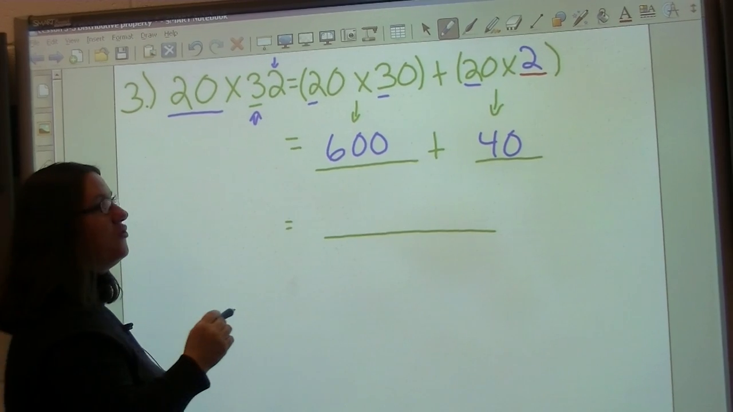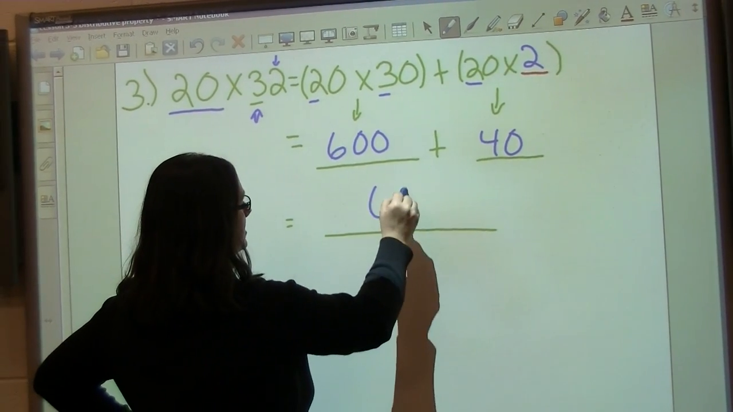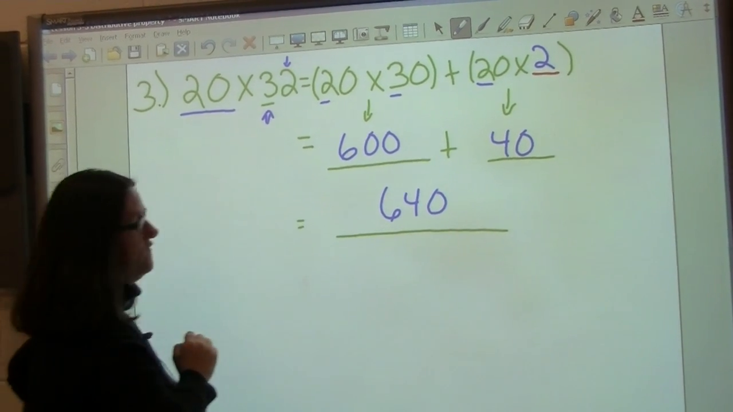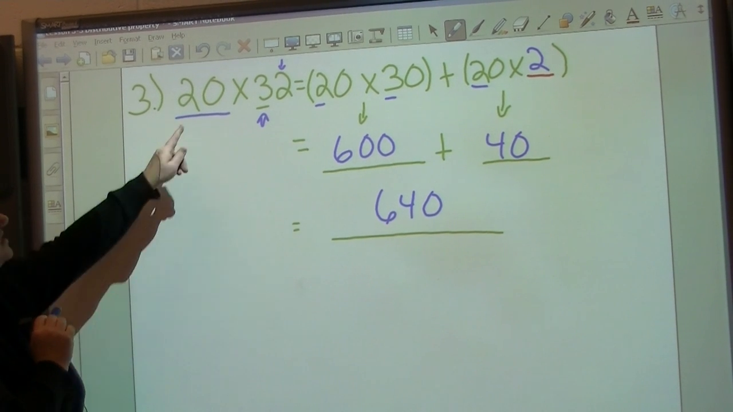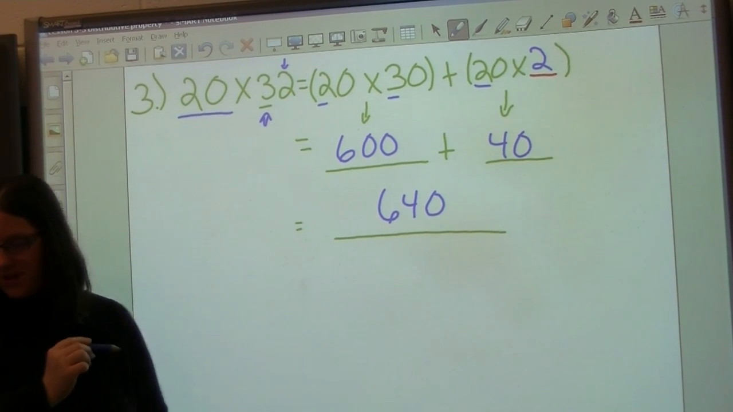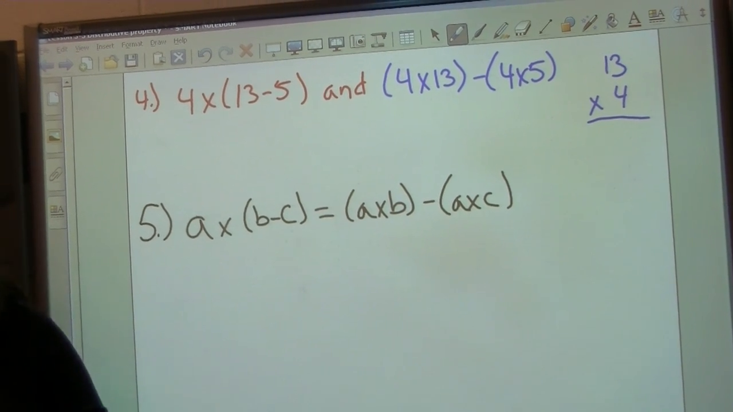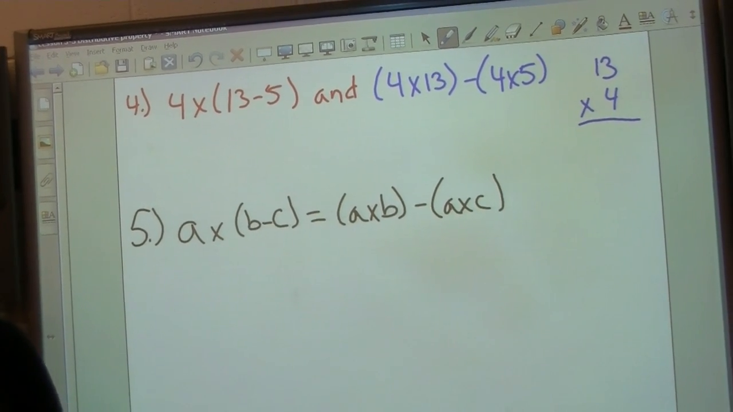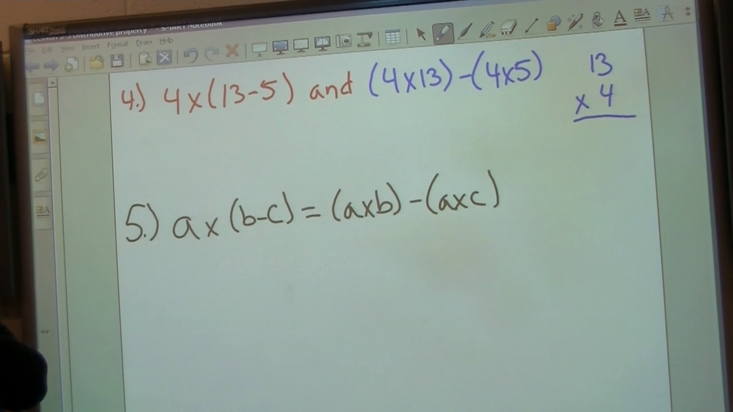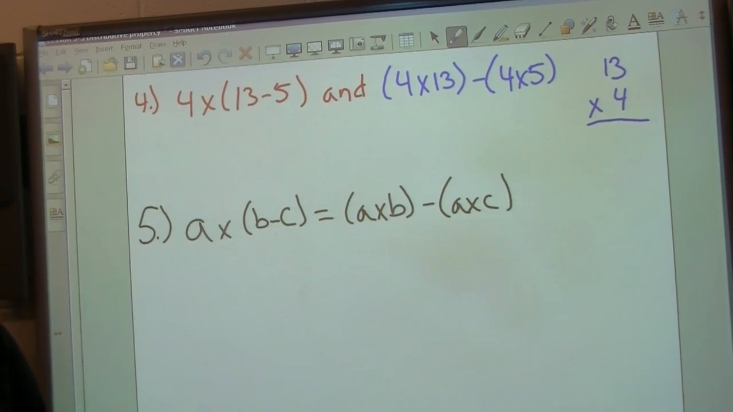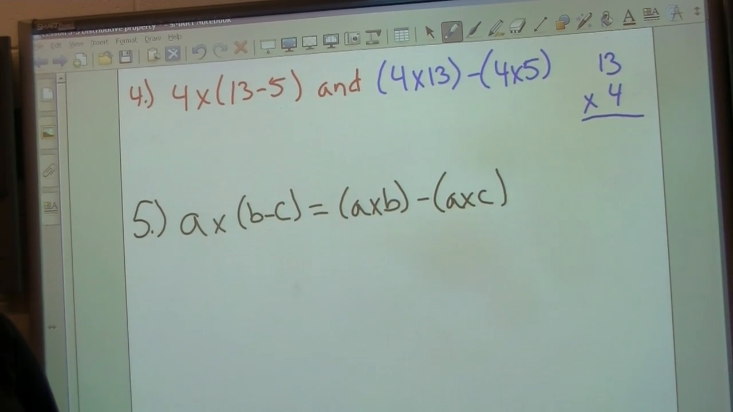What's 600 plus 40, 5th grade? Excellent. 640. And so that's how we break this down using the distributive property. Good job. All right, number 4. It's going to ask us, do we understand? It says, do these equations name the same number of square units in the shaded area?